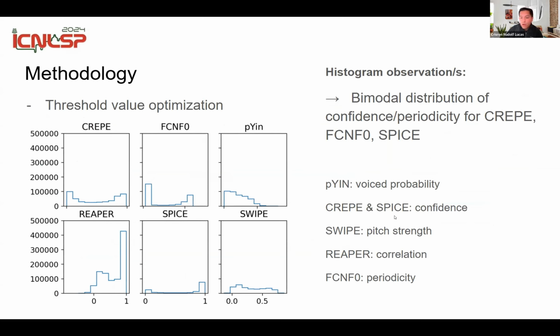CREPE and SPICE have confidence scores. Swipe has pitch strength values. Reaper has correlation scores, and FCN F0 has periodicity scores. So looking at the plot on the left, we can see that CREPE, FCN F0, and SPICE have a bimodal distribution. So maybe we can find an optimal threshold value within these peaks of values.